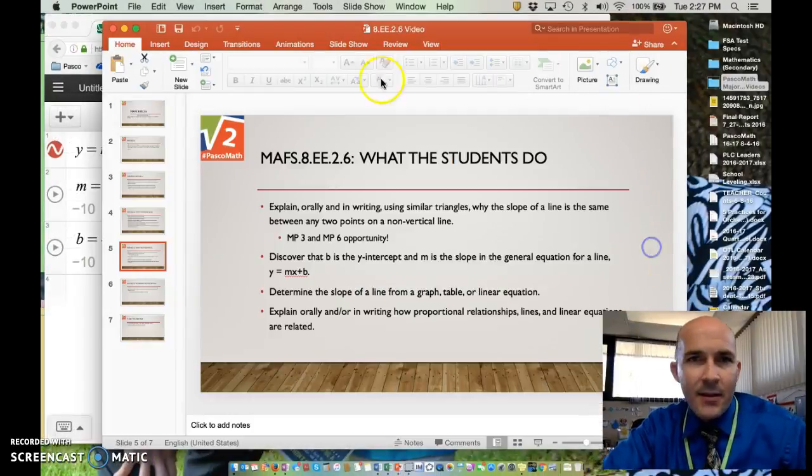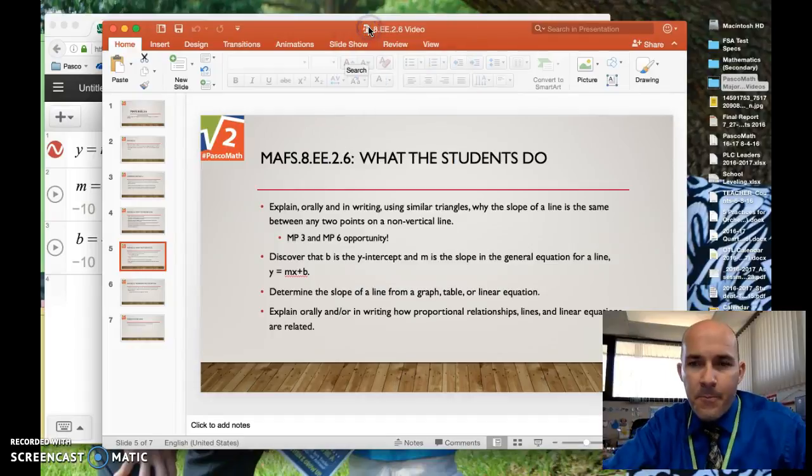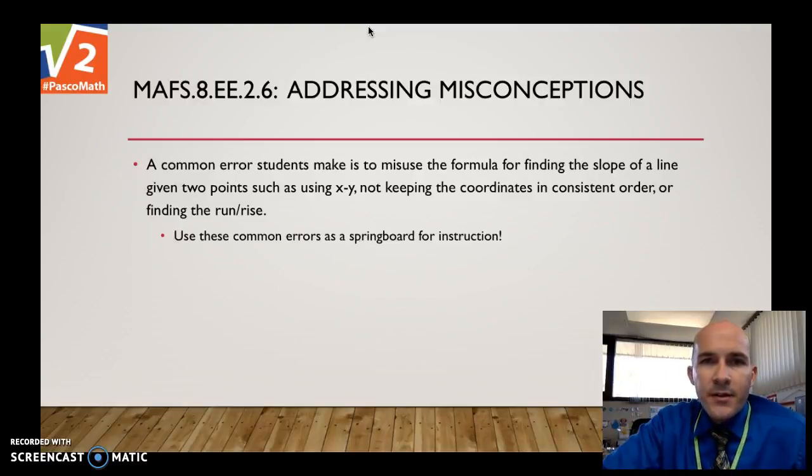So let me pop back into PowerPoint real quick. So, addressing misconceptions, a common error: students might misuse the formula for finding the slope of a line given 2 points. They might use x minus y and not keep the coordinates in a consistent order. For finding rise over run, they might do run over rise and things like that. So use these errors as a springboard for your instruction.